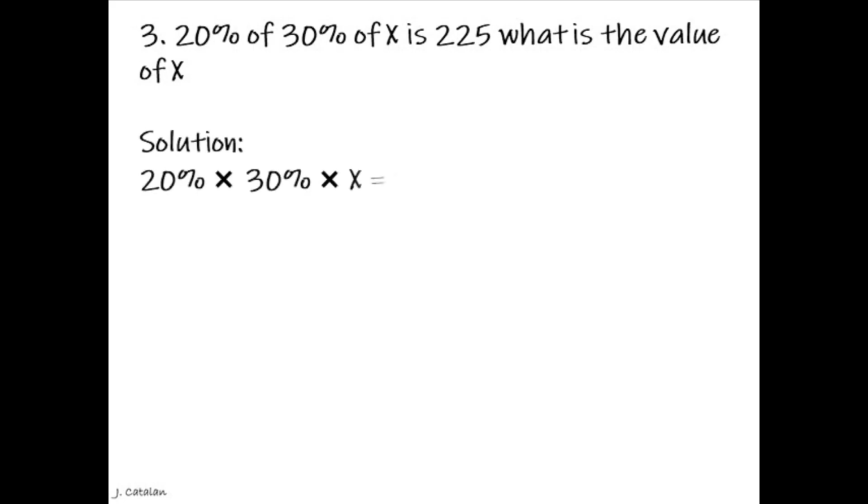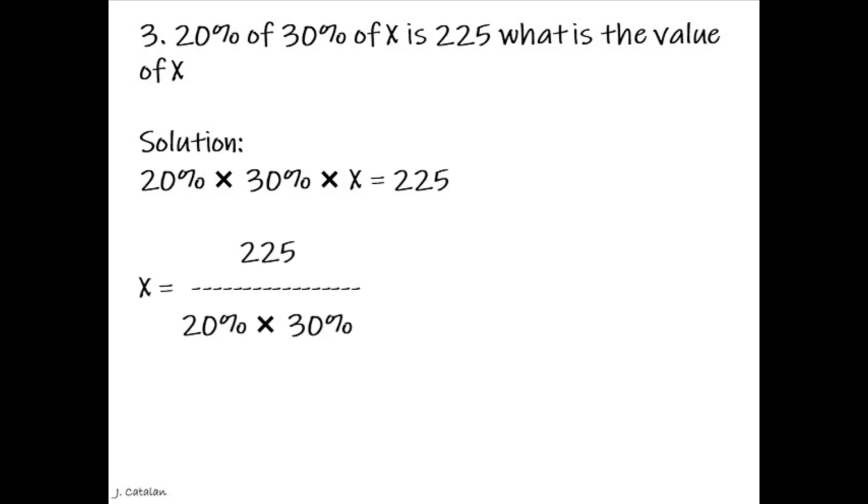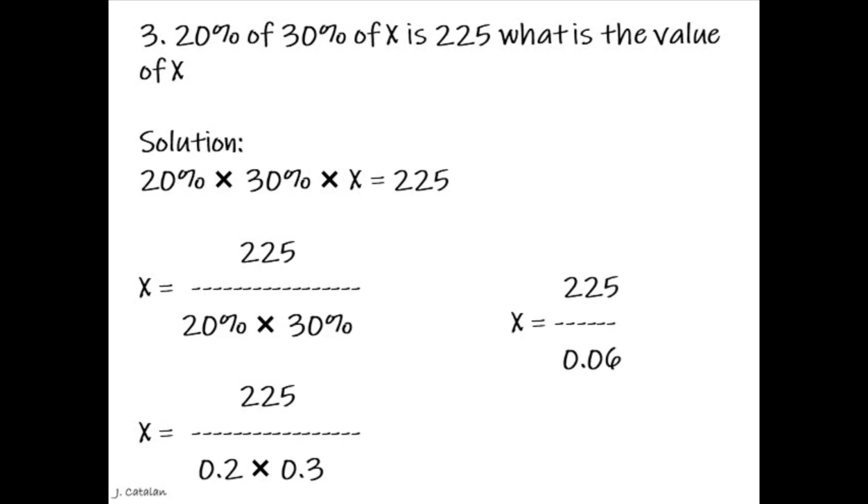The equation will be 20% times 30% times x equals 225. Transpose. This will become x is equal to 225 divided by 20% multiplied by 30%. Divide the percent by 100% to obtain decimals. The equation of x will now become x is equal to 225 divided by the product of 0.2 multiplied by 0.3, which is equal to this. x is equal to 225 divided by 0.06.